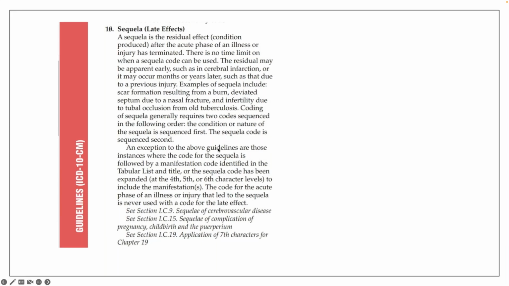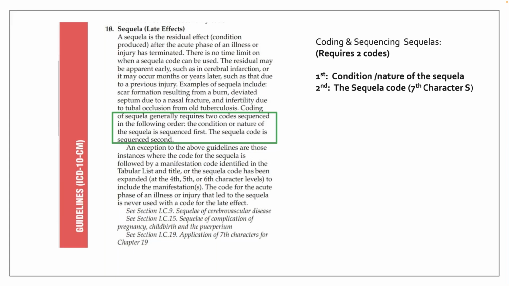Now, this is what I want to draw your attention to. Coding of a sequela generally requires two codes, and they are sequenced in the following order. First, the condition or the nature of the sequela is sequenced first, then the sequela code is sequenced second. I'm going to write that down. It requires a minimum of two codes, but at least two codes. That first code will be the condition or the nature of the sequela. That second code is called a sequela code. And that code looks like it's a 7-character code that ends with an S.